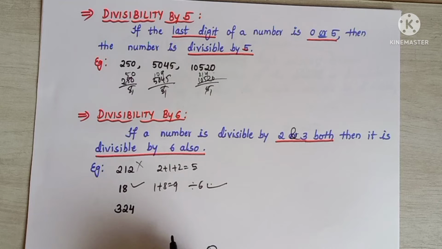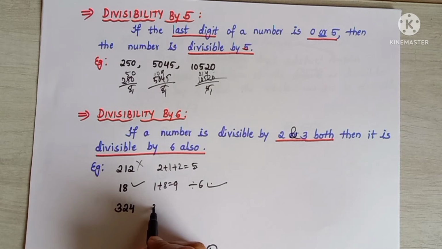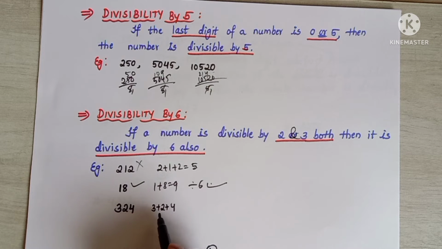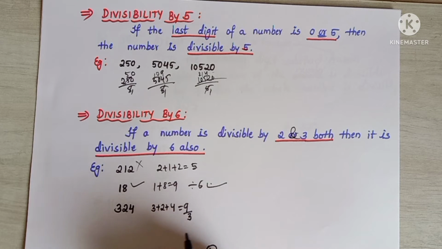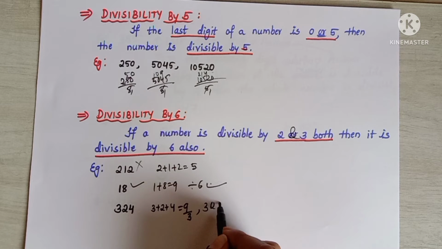Let us see 324. We have to check whether it is divisible by 2 and 3 both. Let us see for 2. In the last digit we have 4. It means that it is divisible by 2. Let us see about 3. What we have to do? We have to add the digits. That is 3 plus 2 is 5. 5 plus 4 is what? 9. Whether it is divisible by 3? Yes, it is divisible by 3. It is divisible by 3 and 2 also.